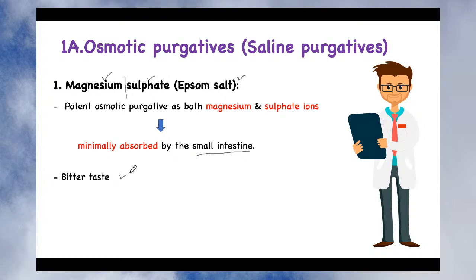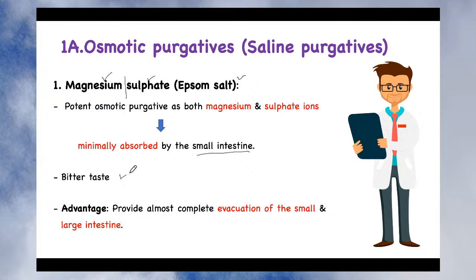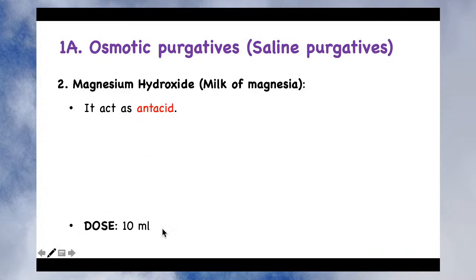So this is the problem with magnesium sulfate, but at the same time, for both the small as well as large intestine, you need a drug with a high intensity of purgative action to remove the stool. So the drug of choice is magnesium sulfate, because it can provide almost complete evacuation of the stool from both the small as well as large intestine. Okay, so this is about the pharmacology of magnesium sulfate.